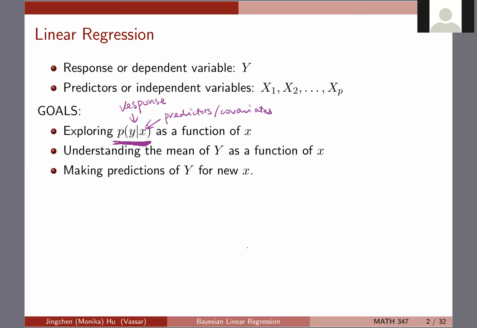So it is a conditional distribution. And in particular, the linear regression is working on the mean of y. We're going to see it in a minute, but I just want to highlight that you're talking about the conditional distribution, but the way that we specify the linear regression is through the mean. And lastly, people want to make predictions of y when you have new covariates or new predictors. I should say, same predictors, but from different observations coming in, you might want to make predictions based on that.